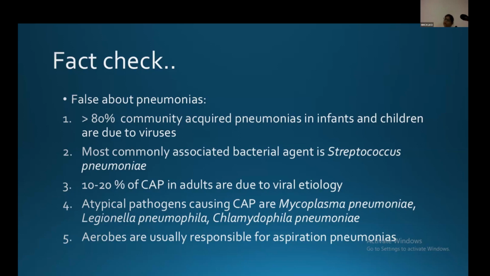Second is the most commonly associated bacterial agent is Streptococcus pneumoniae. Then 10 to 20% of community acquired pneumonia in adults are due to viral etiology. Third is atypical pathogens are Mycoplasma pneumoniae, Legionella, and Chlamydophila. Fifth is aerobes are usually responsible for aspiration pneumonias.